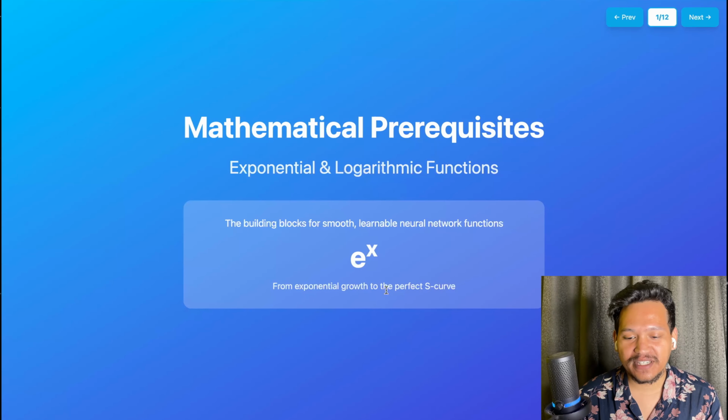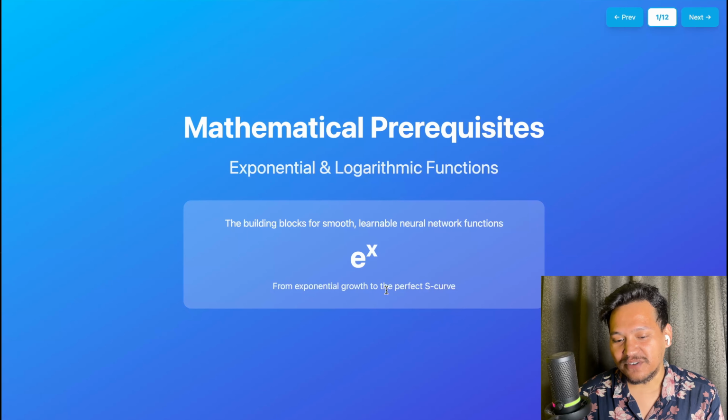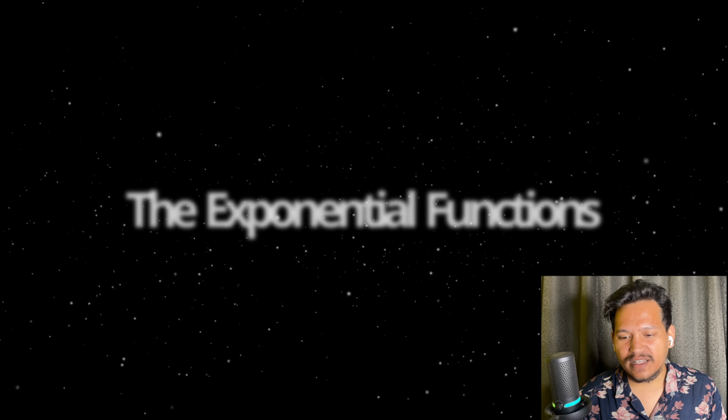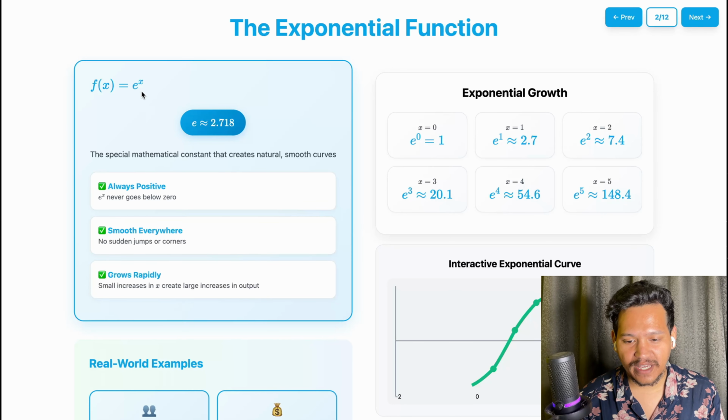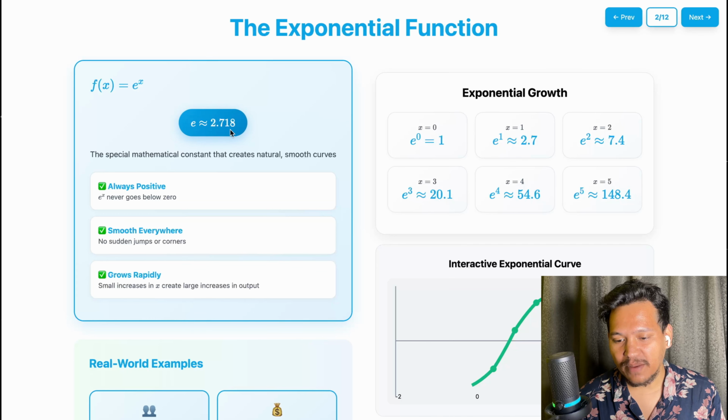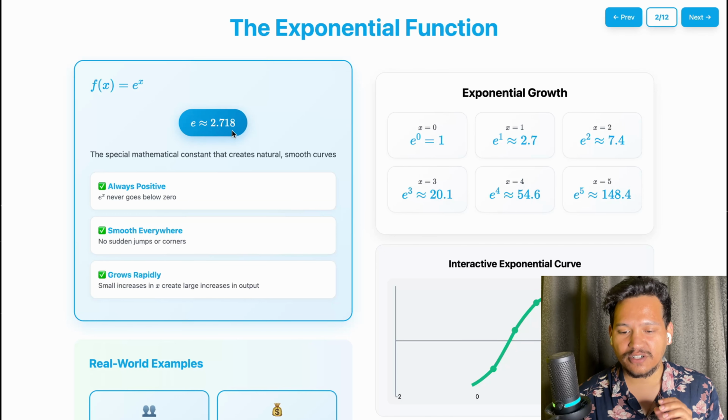They start small but grow rapidly. Today we will explore these functions visually and intuitively, setting up the foundation for the sigmoid function that solves our perceptron problem. Let's start with the exponential function f(x) equals e to the power x. The base e is a special mathematical constant, approximately 2.718. Don't worry about memorizing it, just know it creates very smooth natural curves.